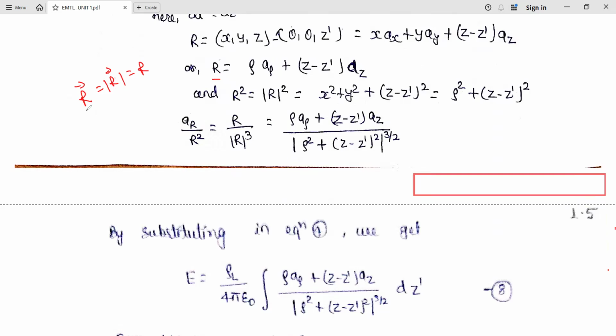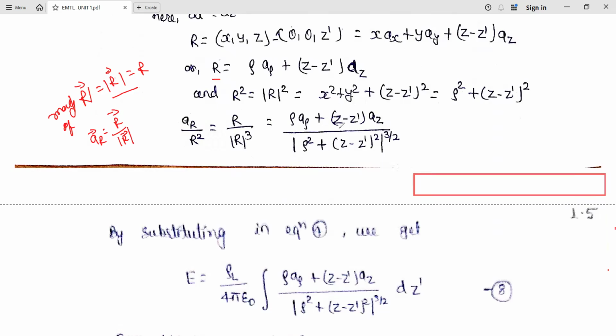This is written as r. This is the magnitude of the r vector. So finally, you are seeing the unit vector divided by r square. The unit vector we have seen many times: that is the r vector divided by the modulus of r. So that's why here r square becomes r cube, and this r is in vector form. That is equal to rho a rho.